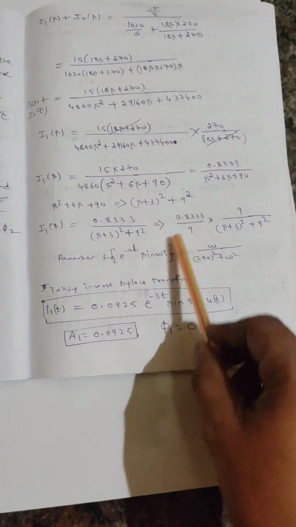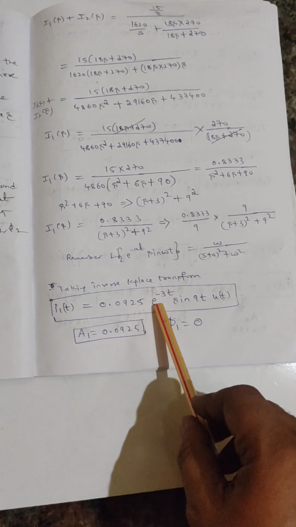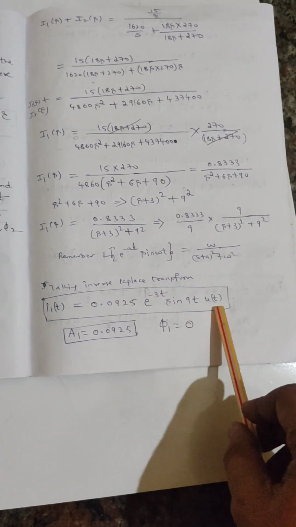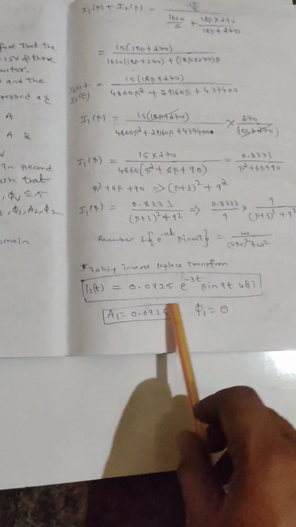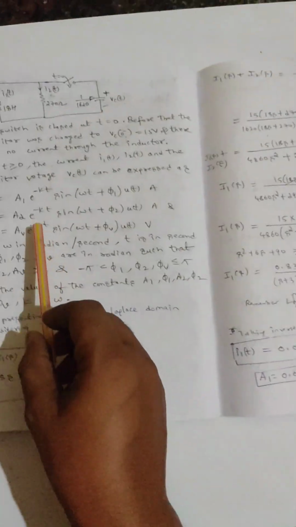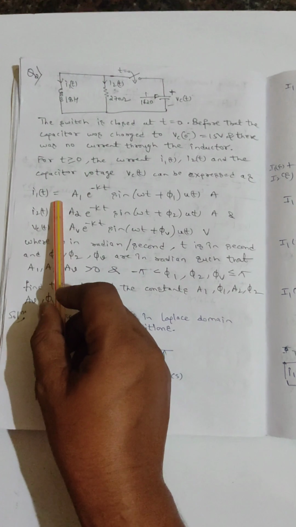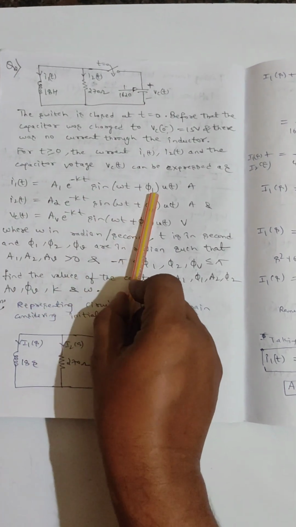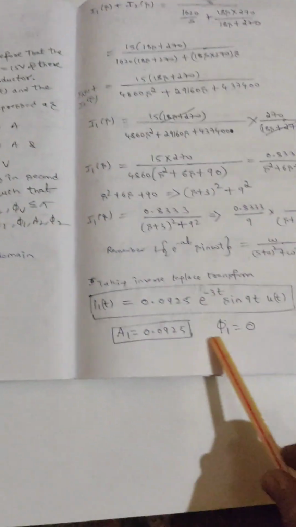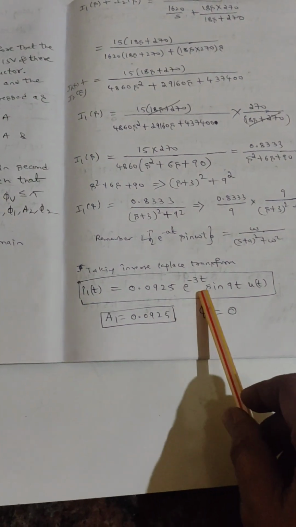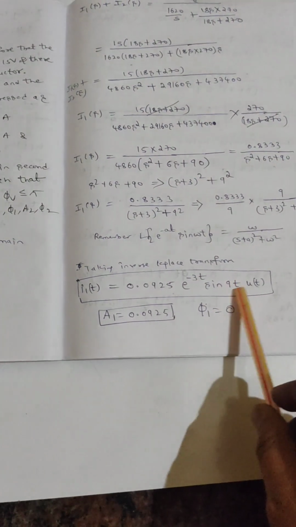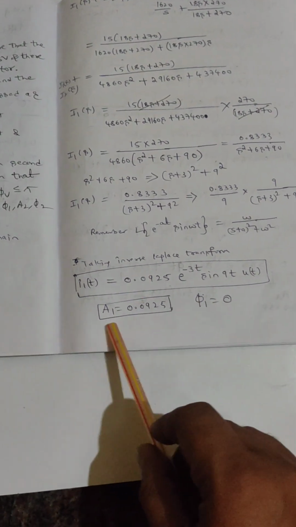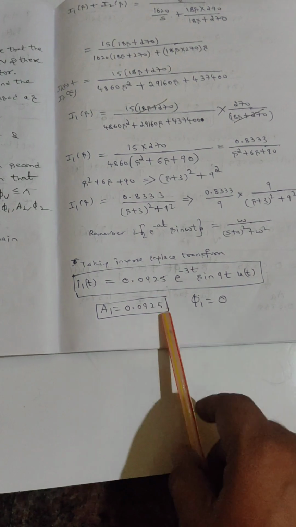See, this ratio we got 0.0925 e power minus 3t sin 90 u of t. Okay, see here, you can see the given equation. I1 of t is a1 e power minus kt sin omega t plus pi 1. Pi 1 is not present here, so pi 1 is 0 and a1 is 0.0925.